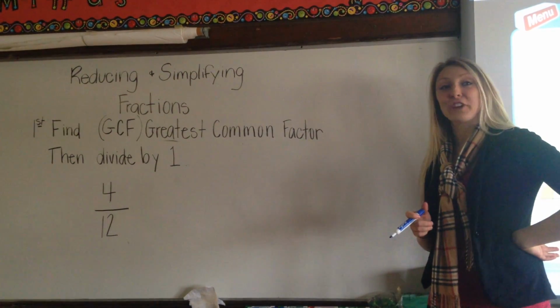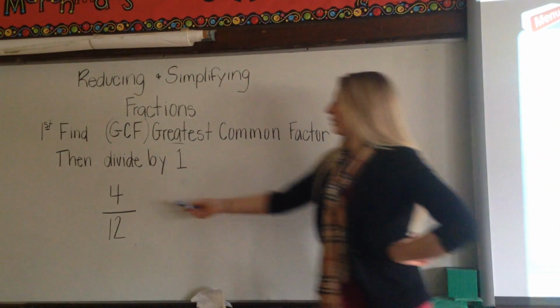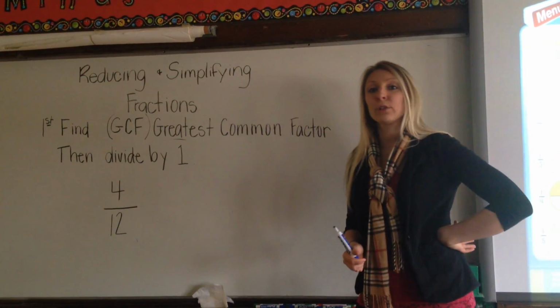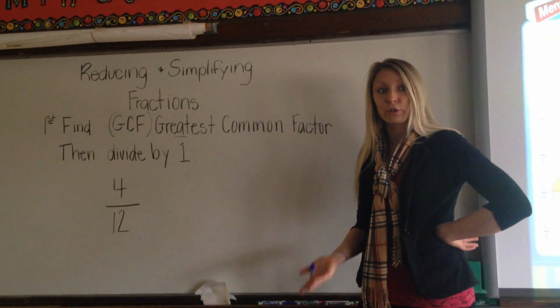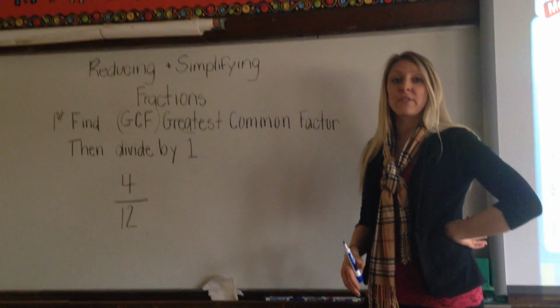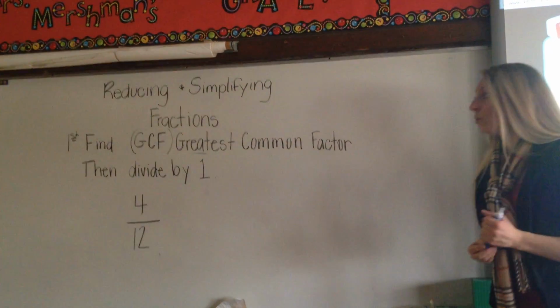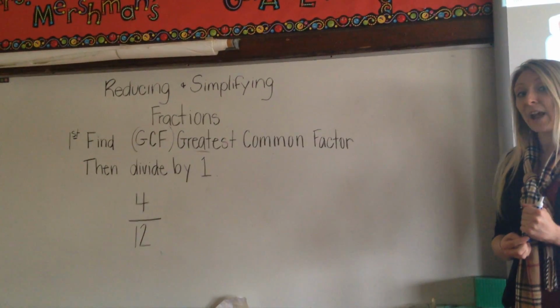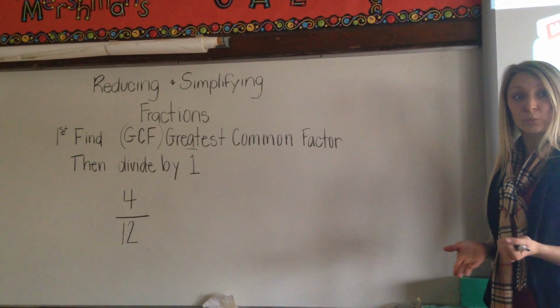Reducing and simplifying fractions. Sometimes you might have a fraction, such as 4/12, that can be simplified or reduced to another fraction that's the same thing, but is in simpler terms, meaning it would have a smaller numerator and a smaller denominator. So in this case, we need to first find the greatest common factor, then we need to divide by 1 to find out what the simplest form would be.